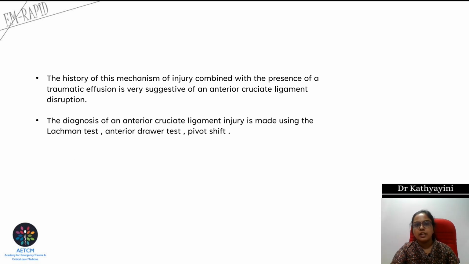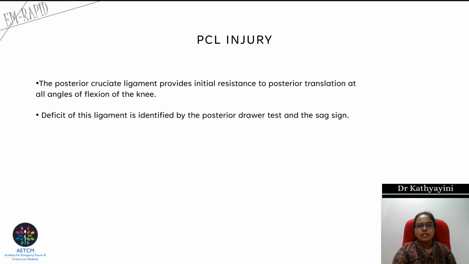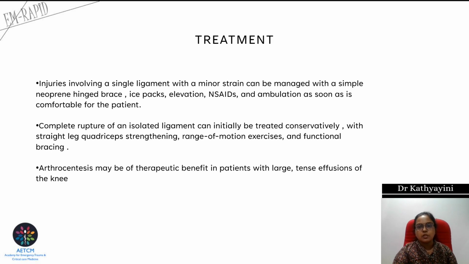The typical history of an ACL injury, along with the presence of a traumatic effusion, is very suggestive of ACL disruption. And the diagnosis is made using the Lachman test, anterior drawer test, and the pivot shift test. Next is the PCL injury, or the posterior cruciate ligament injury. The posterior cruciate ligament provides the initial resistance to posterior translation at all angles of flexion of the knee joint. Deficiency of this ligament is identified by the posterior drawer test and the sag test, or the sag sign.